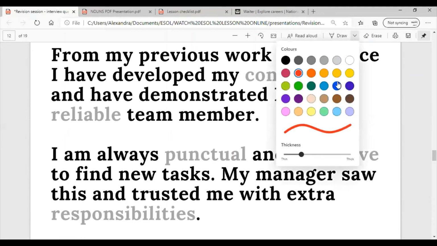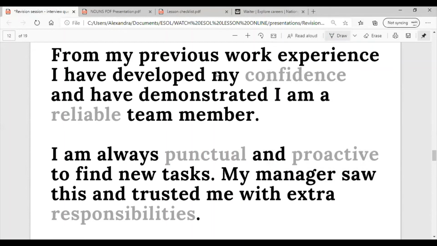So we're going to quickly, like before, look for our nouns. I think we'll do this bottom one first. I'm always punctual and proactive to find new tasks. My manager saw this and trusted me with extra responsibilities. So punctual could be an adjective or a noun. So proactive, to find new tasks. My manager is a person, saw this and trusted me with extra responsibilities. Okay, so we've got our nouns.